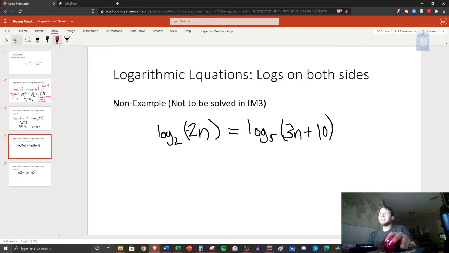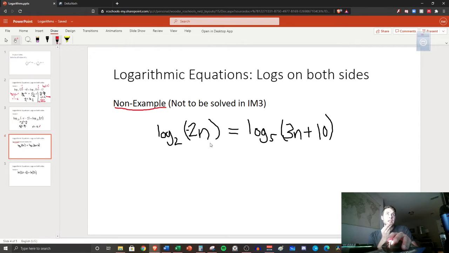In your notes, you're going to title this as such: this is a non-example. Okay, this is one that we can't solve. Obviously, you see I wrote it in my handwriting, but it's log base 2 of negative 2n equals log base 5 of 3n plus 10. So don't try to solve this one. We're not working on this problem in this class. Don't try to solve it.